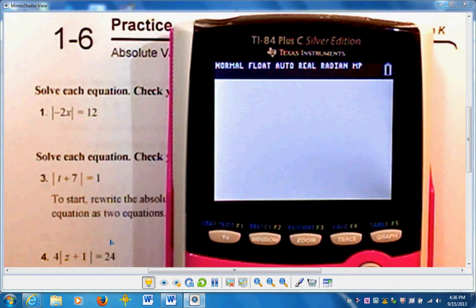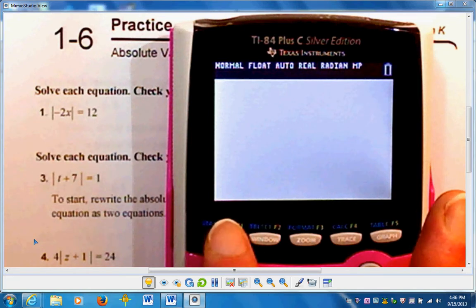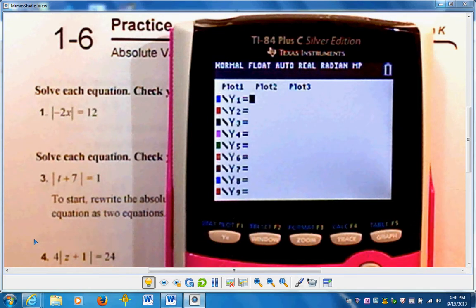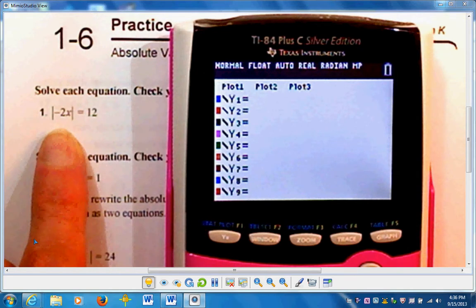The purpose of this video is to show you how you can use your graphing calculator to solve equalities of absolute value problems. So the first thing you want to do is go to your y equals, and you want to plot the left side in y1. So you want to plot absolute value.